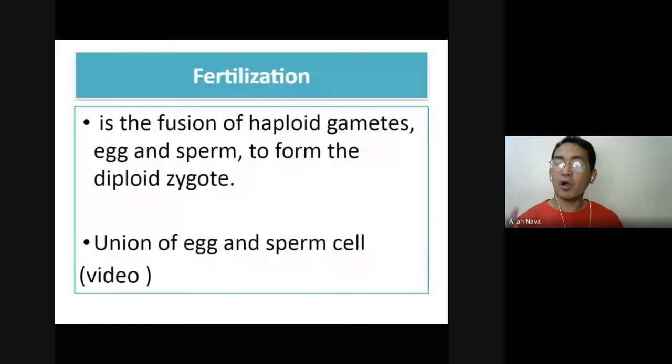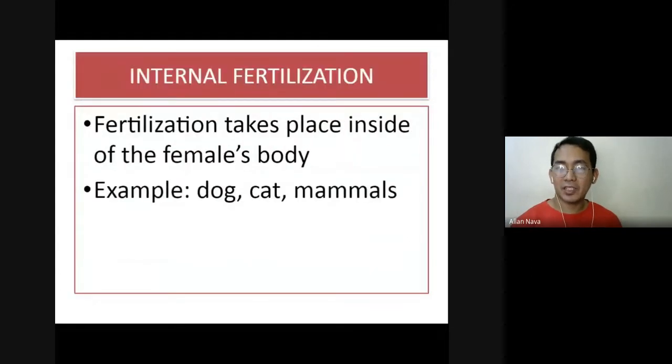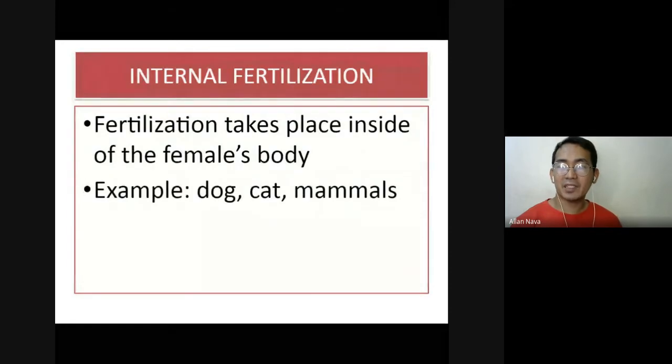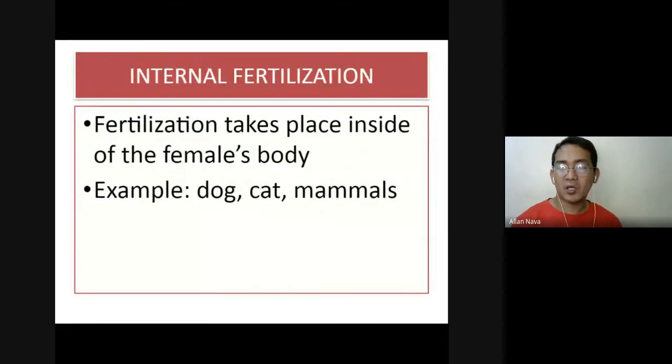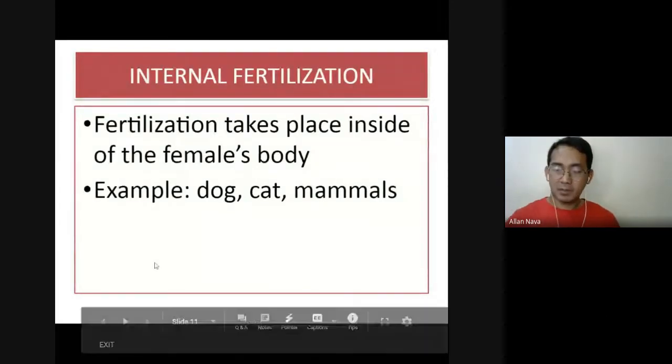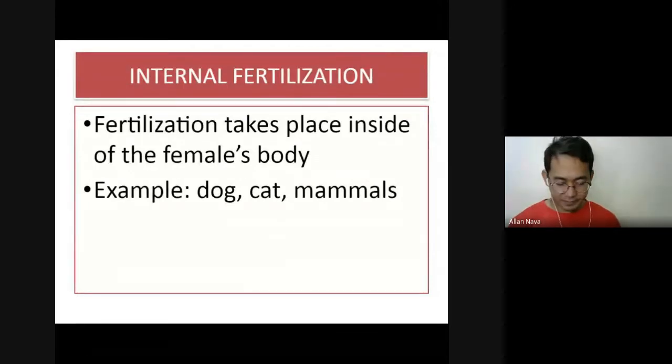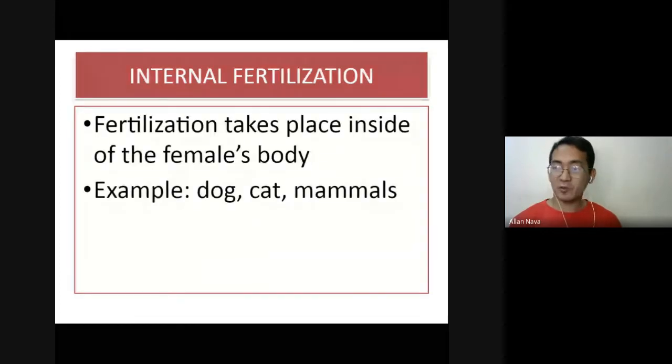Again, modes. When we talk about modes, it's either internal or external. Now, an example of internal fertilization again is, yes, a dog, cats, usually mammals. What do you mean by mammals? Anyone? When you talk about mammals, what is your idea about mammals? Any idea about mammals? When we talk about mammals, we are referring to what kind of animal?